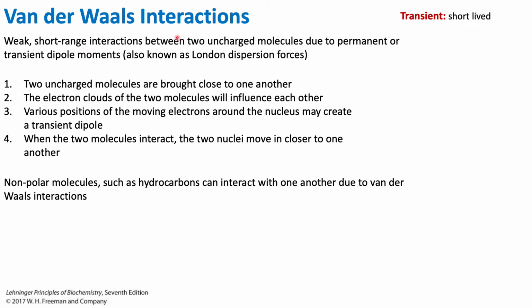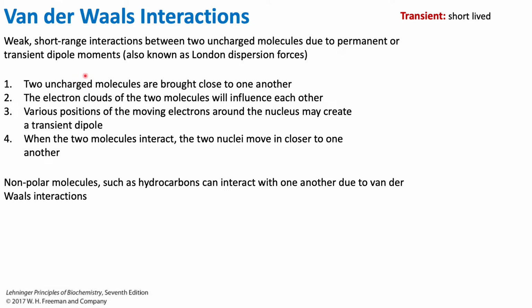Van der Waals interactions are weak, short-range interactions between two uncharged species due to permanent or transient dipole moments. Van der Waals interactions can also be referred to as London dispersion forces. So by transient, we mean short-lived. It's important to understand the terminology, to understand the defining characteristics of the force. So transient means short-lived. So essentially, we have a short-lived dipole.